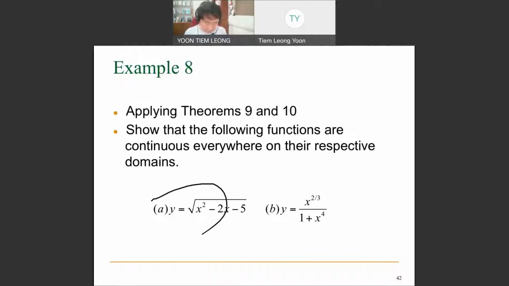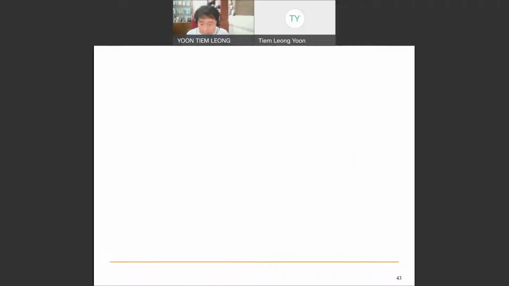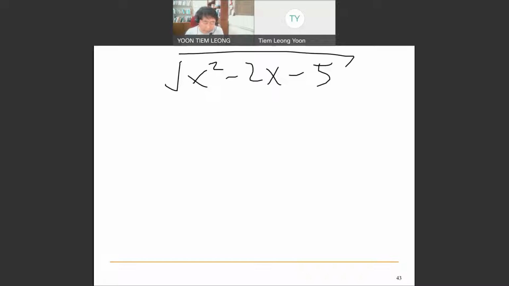Let me take a look at my own slides. Okay, so we are looking at a function called the square root of x squared minus 2x minus 5. And we are asking the question whether this function, let me call it h, is continuous or not. You can prove the continuity of this function in various ways. Either you apply Theorem 9 or Theorem 10 to prove this.